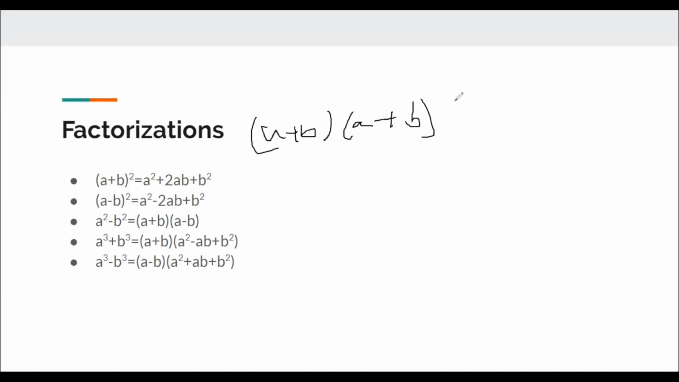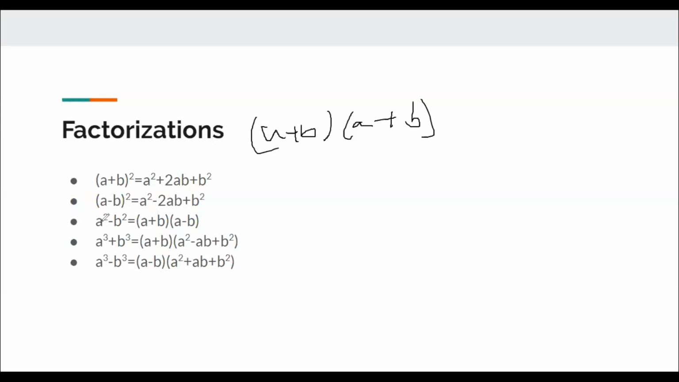So it's going to be a squared plus ab, because a times a plus a times b plus b times a plus b squared, which is just going to be a squared plus 2ab plus b squared. Using similar logic, you can find out that (a minus b) whole squared is equal to a squared minus 2ab plus b squared.